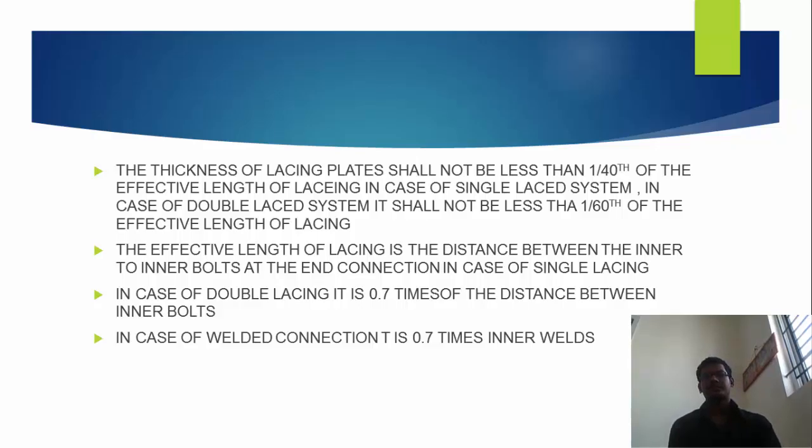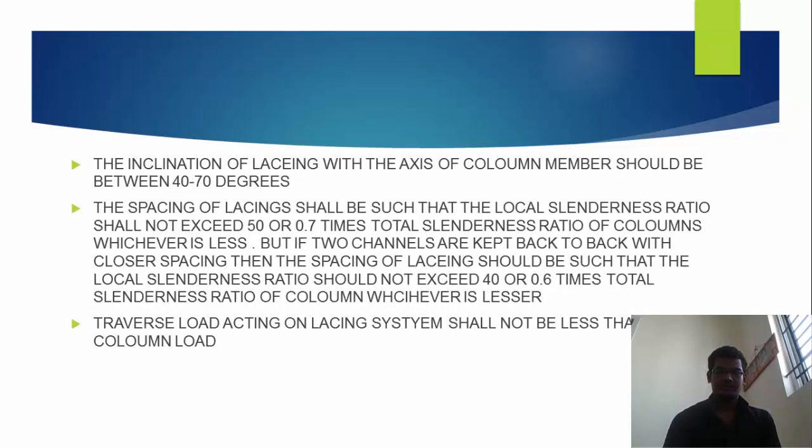That is, if the bolts are given at the ends like this, then the distance between my two thumbs is the inner to inner distance, the effective length of the lacing system. In case of double lacing system, it is considered as 0.7 times the distance between inner bolts. In case of welded sections, it is 0.7 times the distance between inner welds. The inclination of lacings is restricted to 40 to 70 degrees.